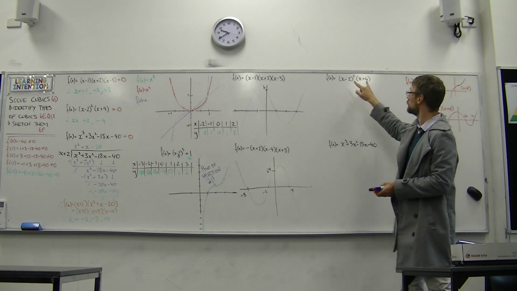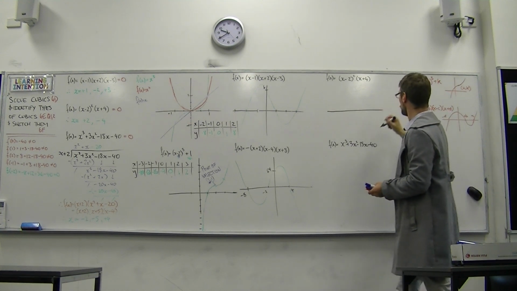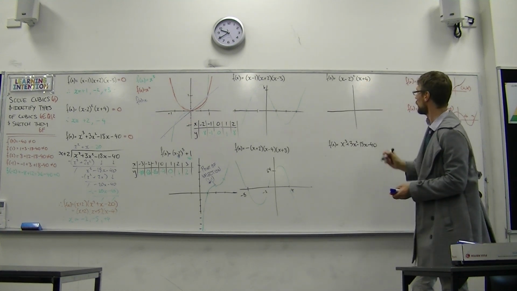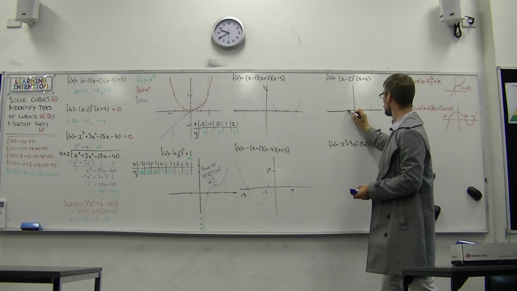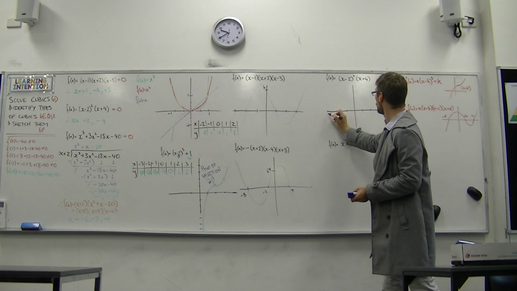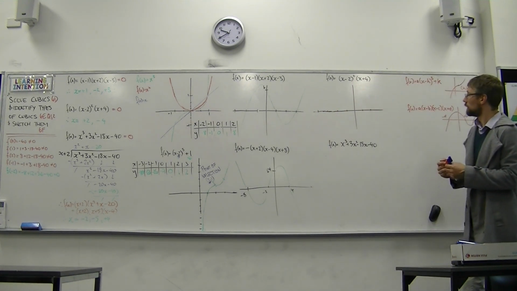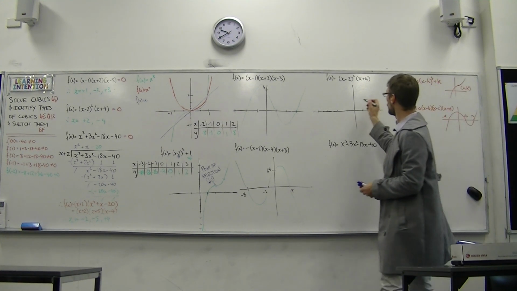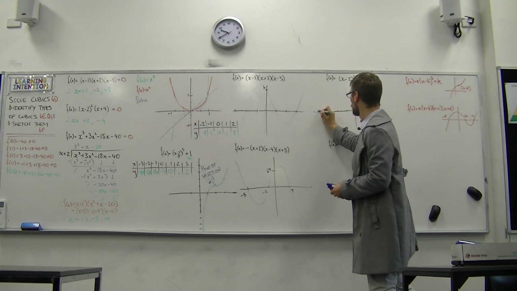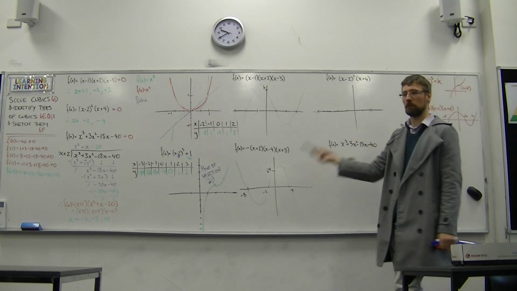Next guy. This thing. A little bit weird. We'll try it anyway. x plus 2 and x minus 4. I'll actually do this one slightly to scale. So x plus 2 and x minus 4. What's weird about this? There's only 2 x-intercepts. We had 3 before, or 1, but never 2 before.